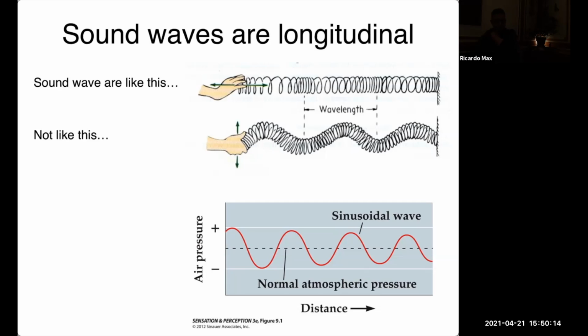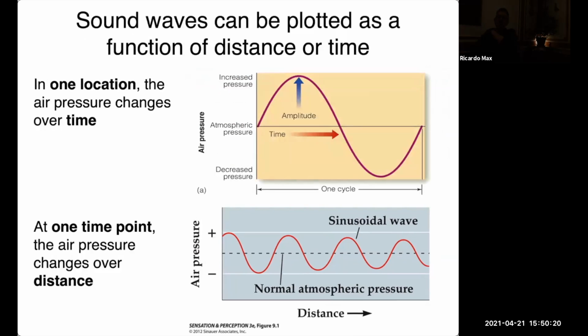This is only a depiction of the air pressure along time. So we can represent sound waves, and again, I'm saying sound waves, it's air pressure waves, but even though it's not accurate, that's the way we usually refer to it. So we can represent it by a given location over time.